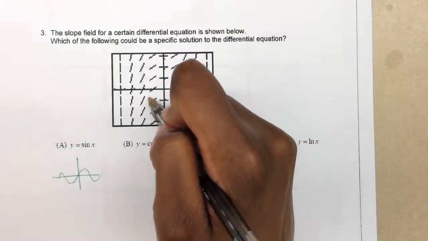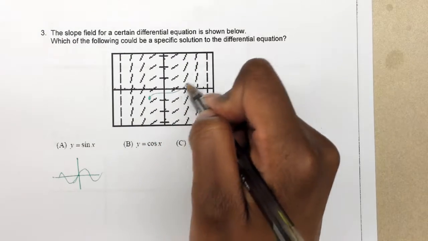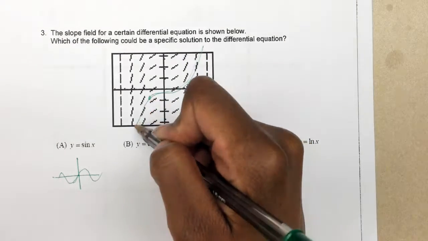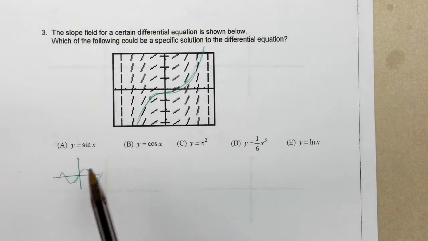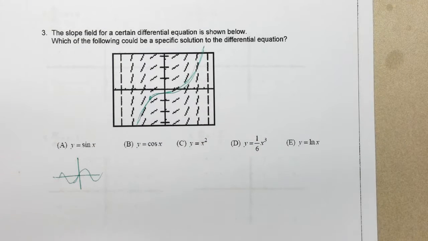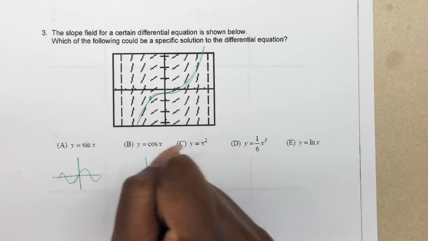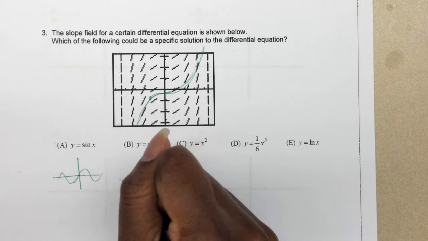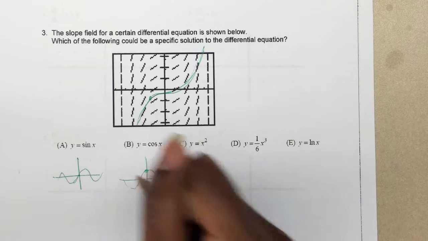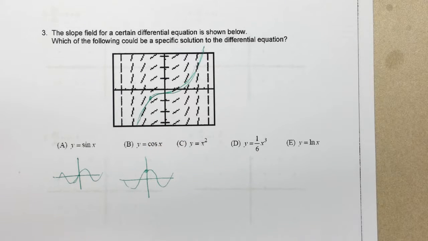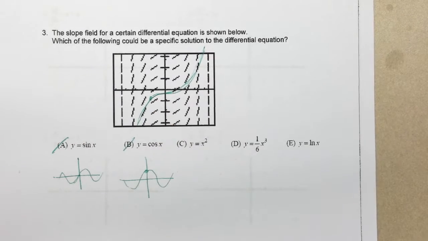If we pick a random point and draw a possible solution curve, this graph is not going to go up and down in the way that the sine curve does. It also does not seem to mimic a cosine curve. So A and B we can cancel out immediately.